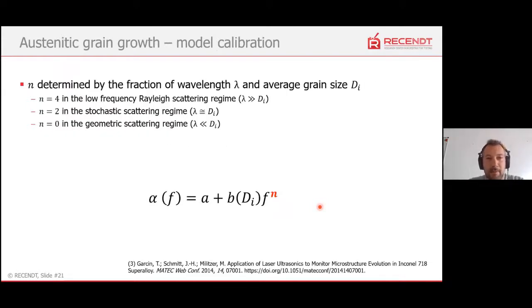So n is determined by the ratio of the wavelength and average grain size, and there are different scattering regimes where n can take values from 0 to 4. n takes 4 in the low frequency Rayleigh scattering regime, n is 2 in the stochastic scattering regime, and n is 0 in the geometric scattering regime. In previous publications, they often use a value of 3 because it's a good intermediate value between 4 and 2. But in our approach, we are varying the parameter n in different regions.